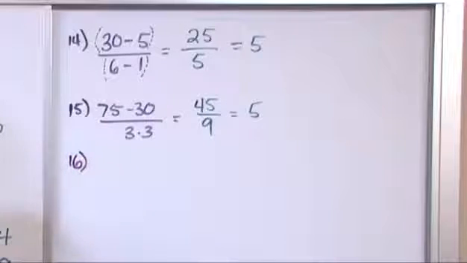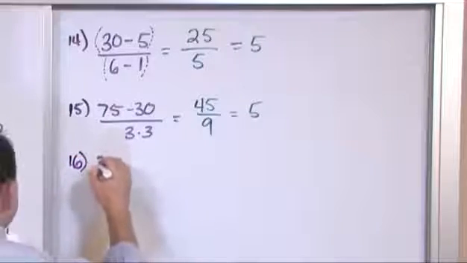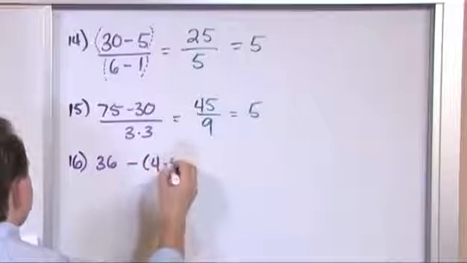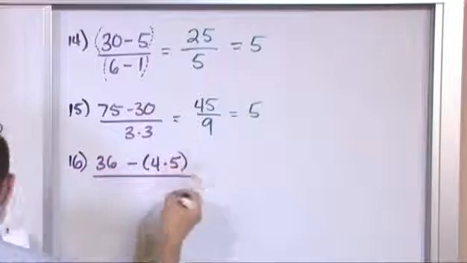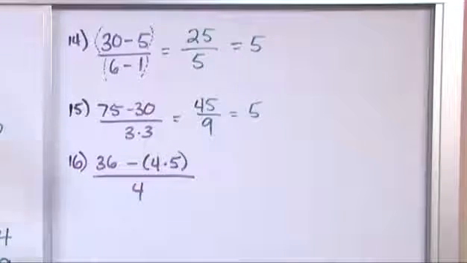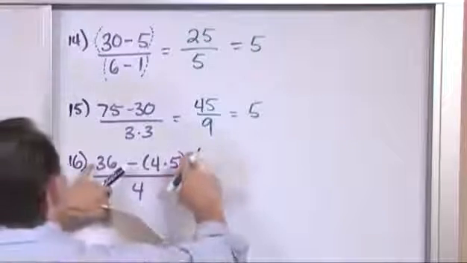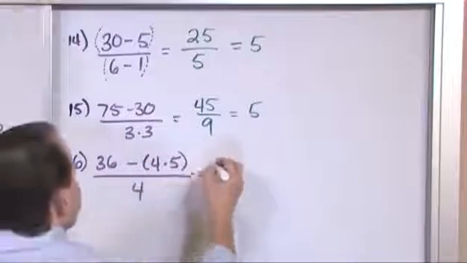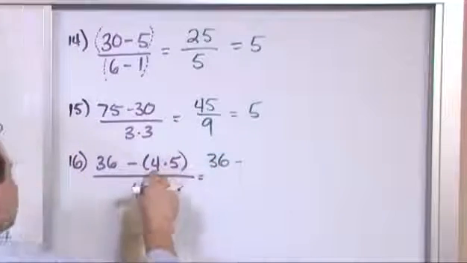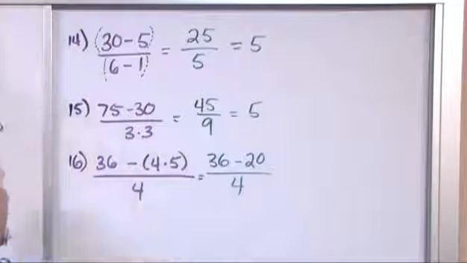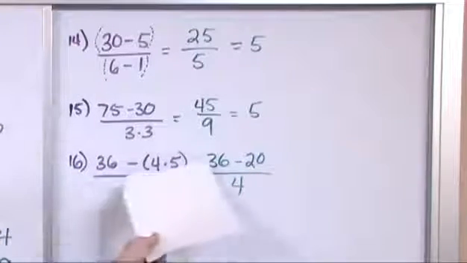16. Let's say you have 36 minus 4 times 5, all divided by 4. Same thing. You do the top separately from the bottom, and then you go from there. So we're going to do the top and work on it, but in the top we have parentheses, so we do this first.